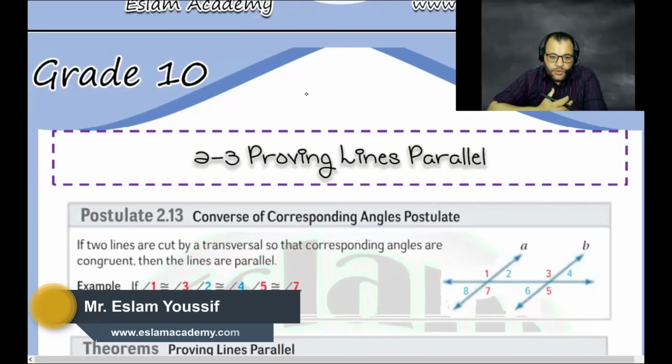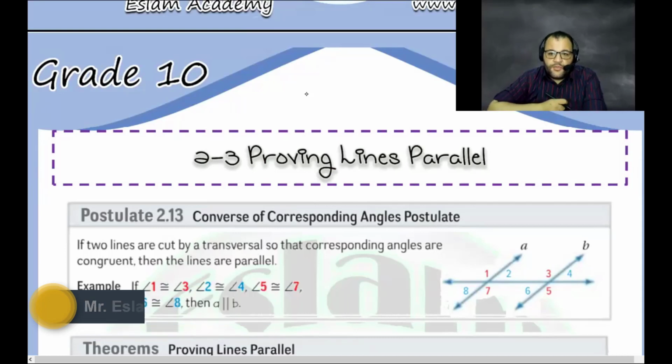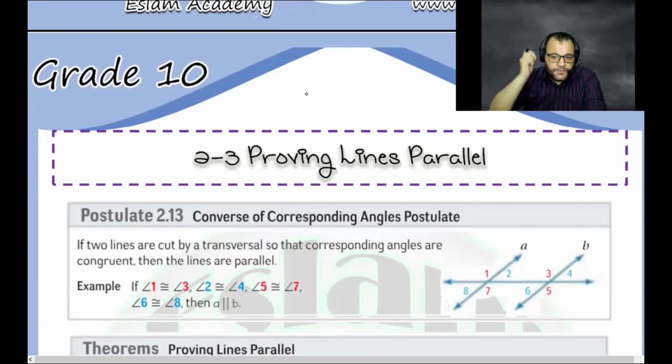Today, inshallah, we will talk about proving the lines which are parallel. So we talk about the parallel line. What is the meaning of parallel lines? There are two lines that don't intersect. The two lines, they will never intersect.